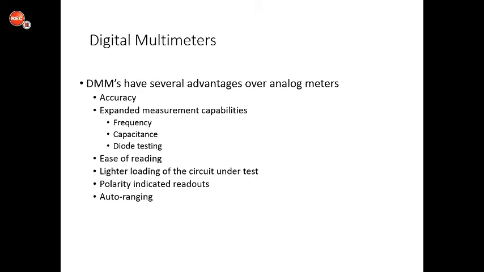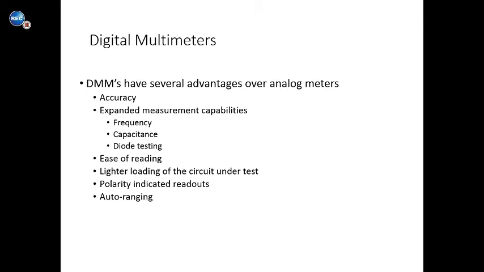There is lighter loading of the circuit under test with a digital multimeter as compared to an analog type, so we'll see less loading effects on the circuit. The polarity is indicated on the readout. Sometimes the voltage will be read as a negative versus a positive, depending on the polarity we connect the leads to the circuit as. An analog meter is not necessarily capable of polarity indication.